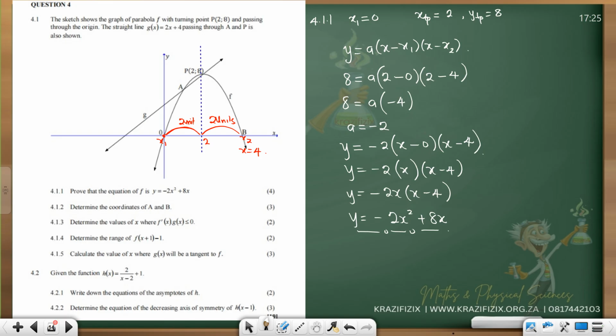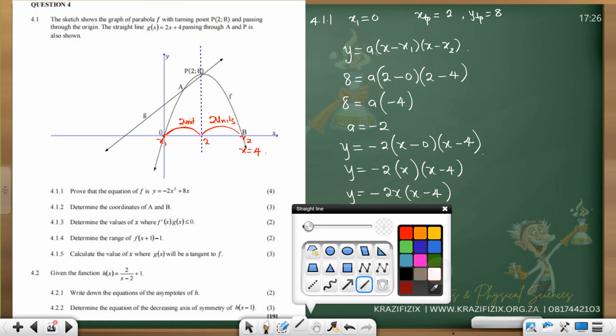All right. 4.1.2. Determine the coordinate of A and B. Oh, B we got already. B we got already. x is 4. That we got by deduction. Now, what about A? A is a point of intersection.